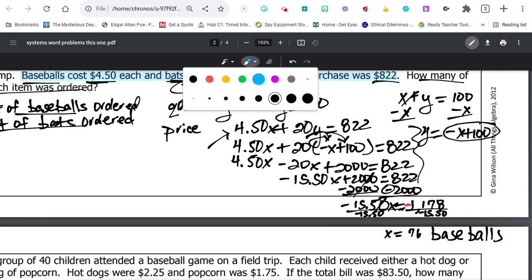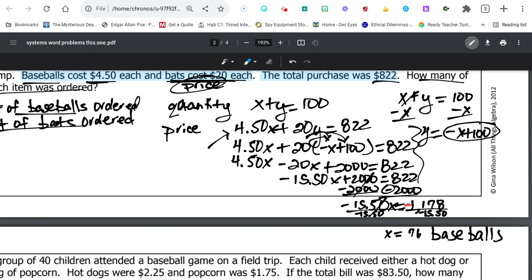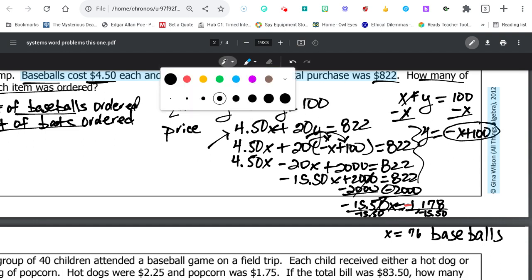Let me see if I can get this highlighter working. Okay. All right. It won't work. I'm going to have to do it in red.